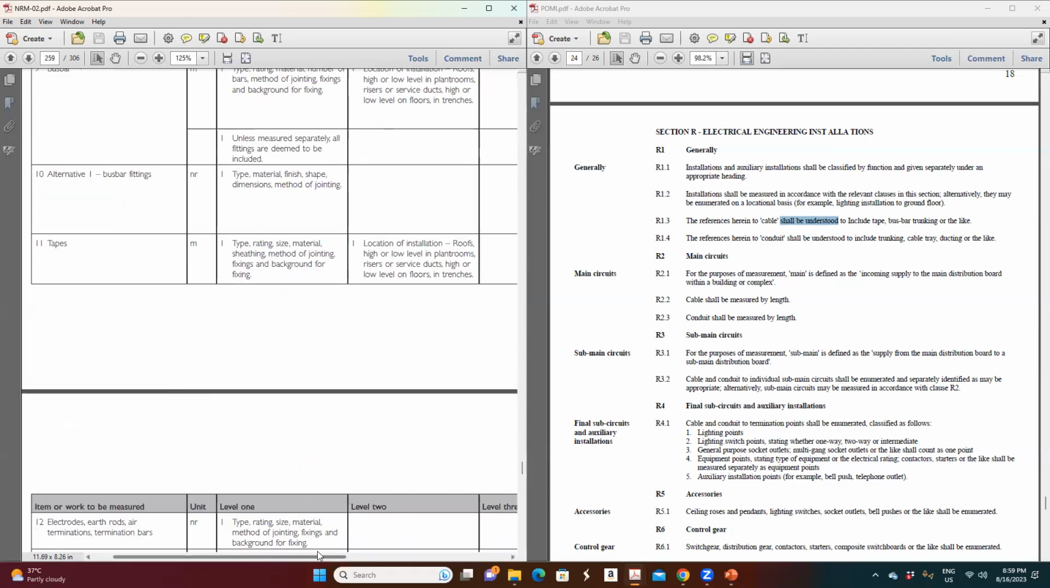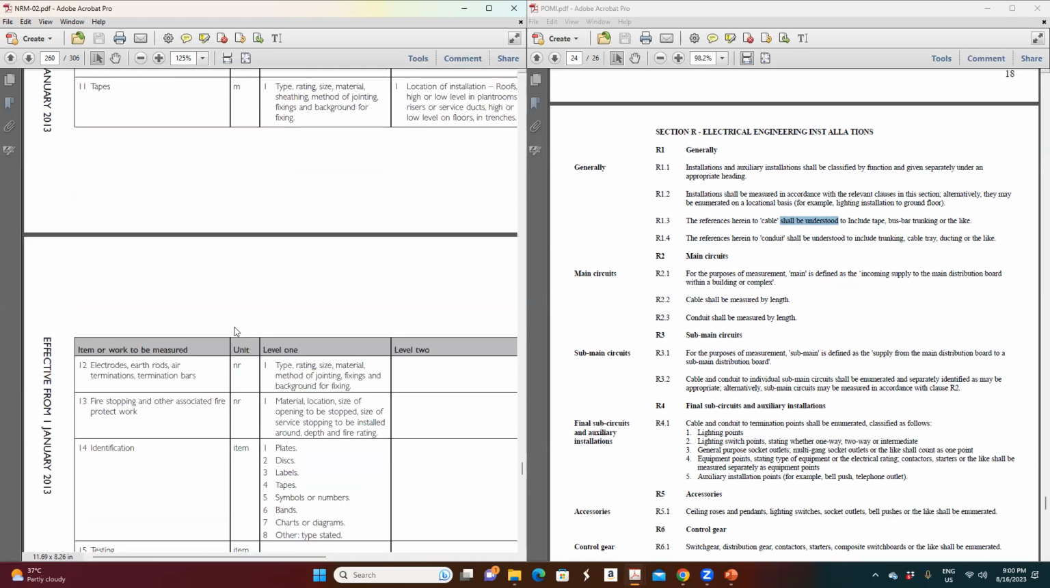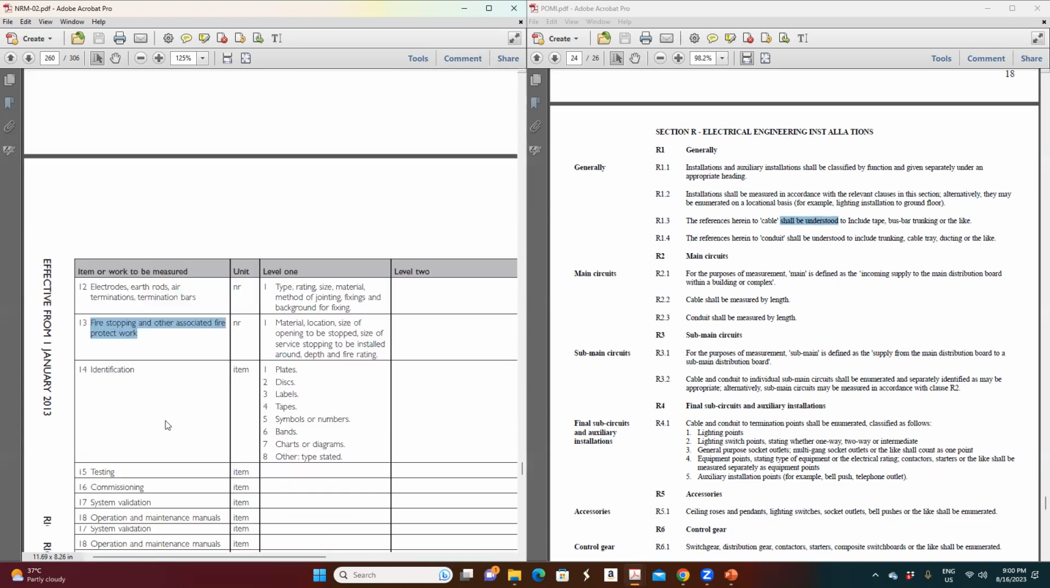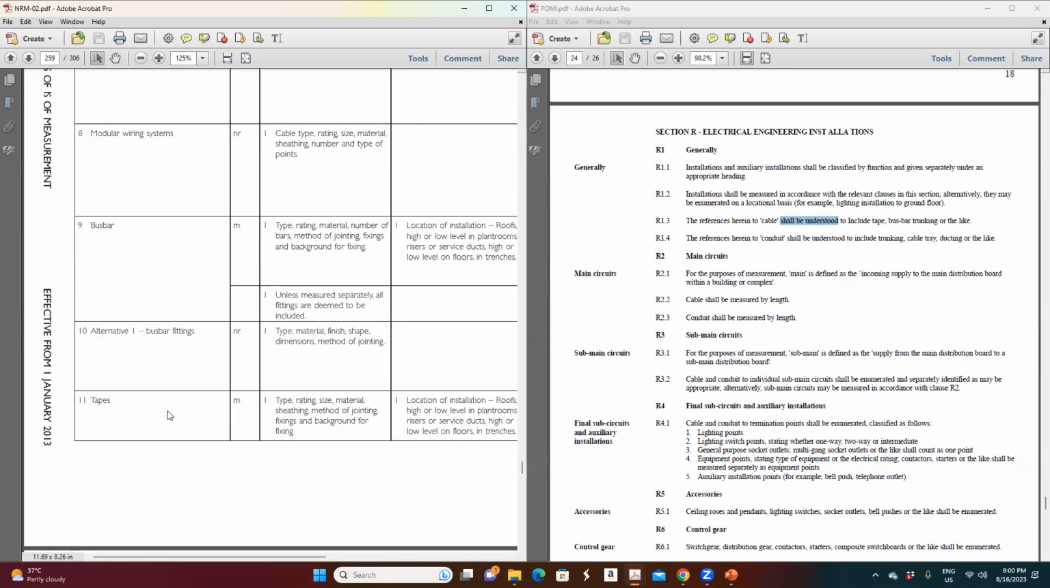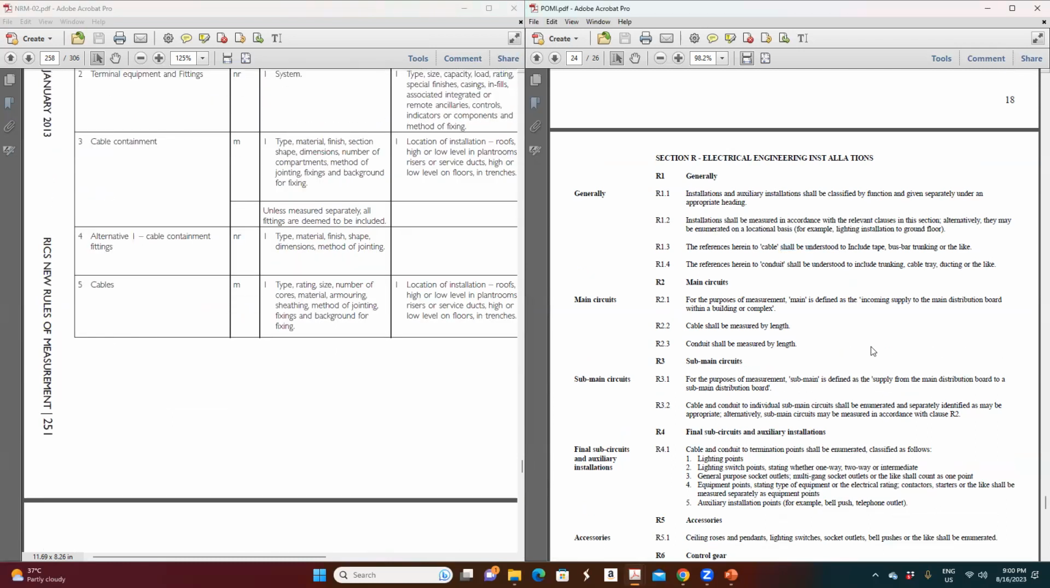Tapes. What does it mean, tapes? It includes the connection joints, identifications, electrodes, and earth rods, by numbers. The earthing rods and lightning items are by number. Fire stopping and other associated fire protection are by number. So it's very simple in NRM. Also, same as mechanical, I said that they categorize by the item, not by the work.